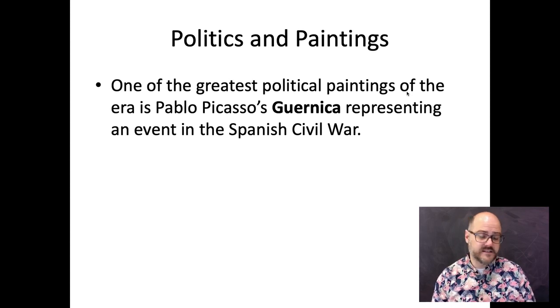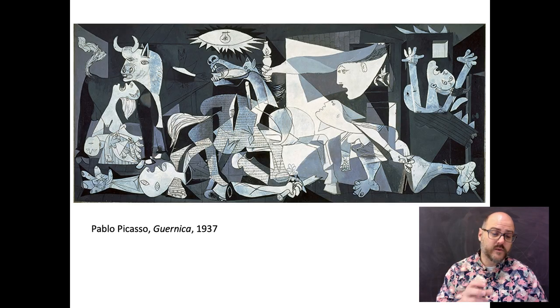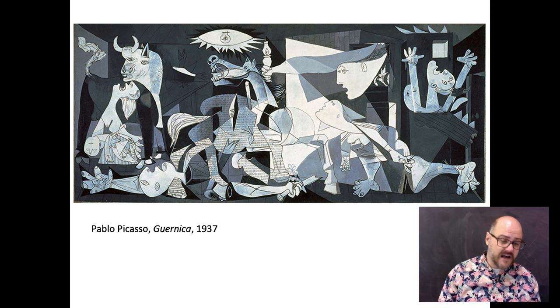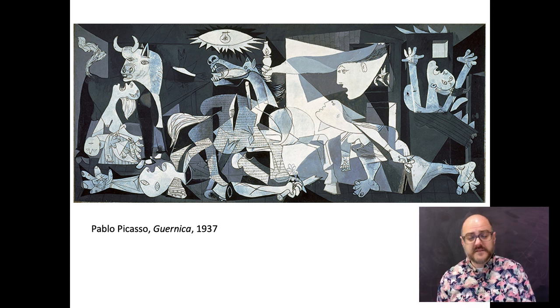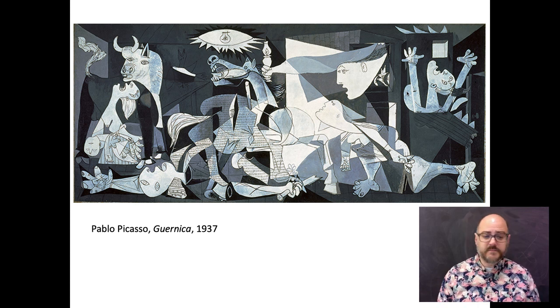And some people say the most important painting of the 20th century and maybe of all time is Guernica, which actually represents a real event. So, Picasso, where is he from? He's from Spain. He's from this region in Spain that was going under civil war with the rise of Franco and the rise of fascism.